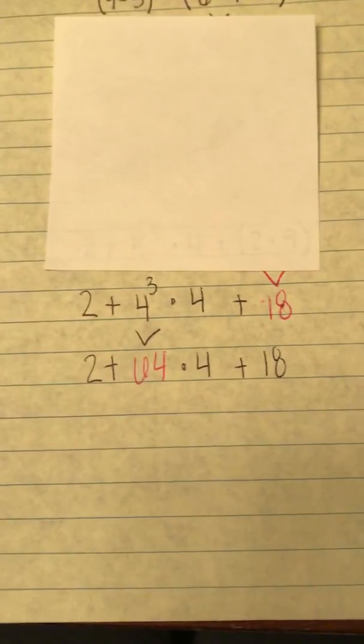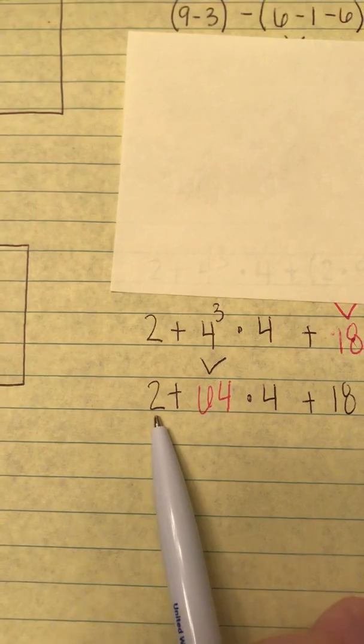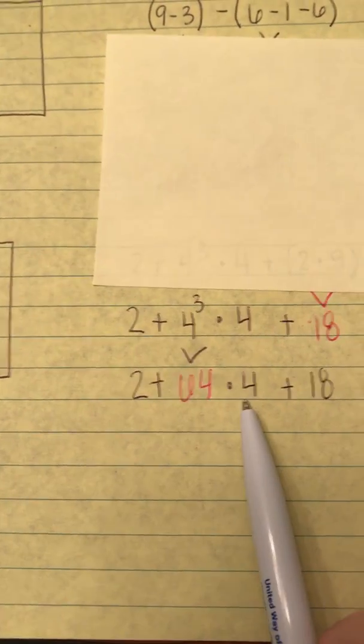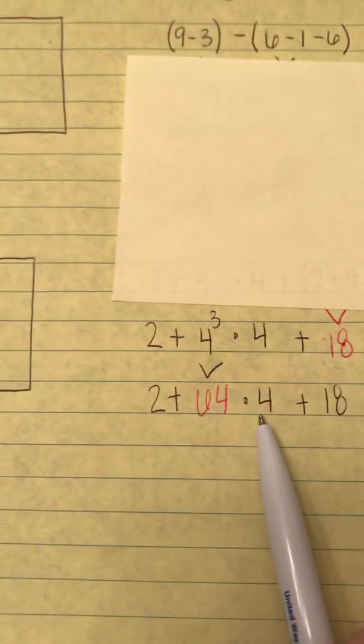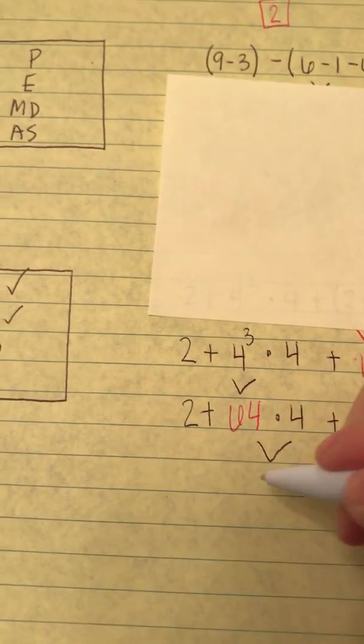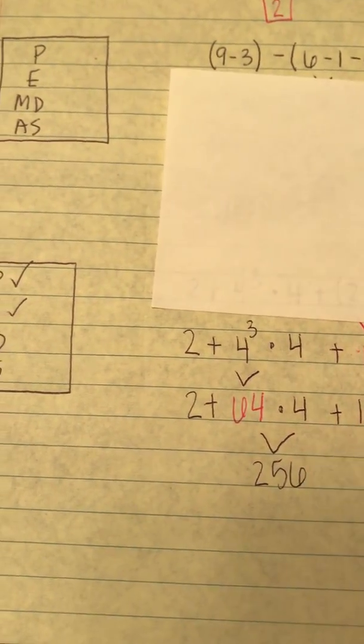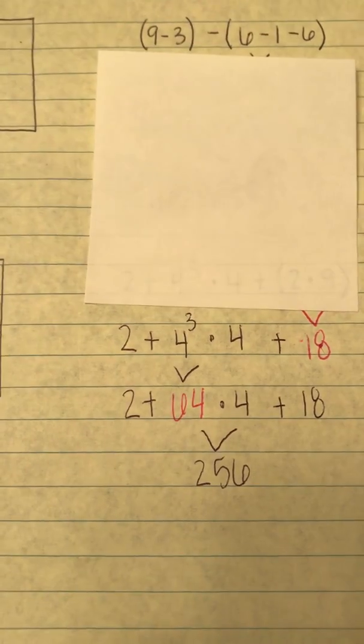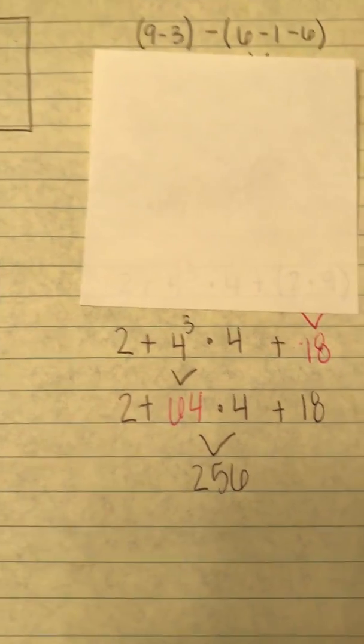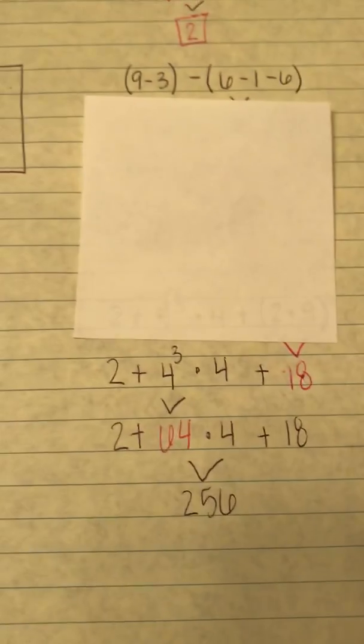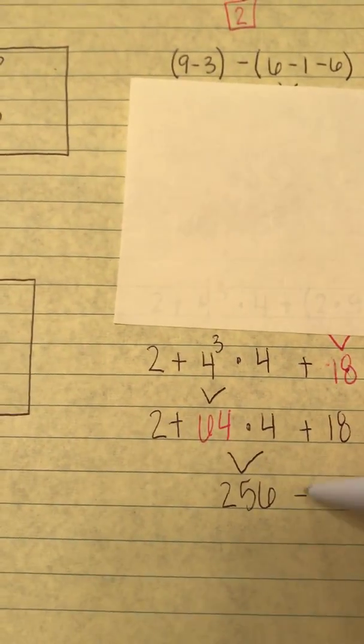Multiplication and division. I'm going to go from left to right to look for them. Nope. Yes. 64 times 4 is 256. And I do not expect my students to know that off the top of their heads. Feel free to do some work off to the side. I love to see that on my students' papers.